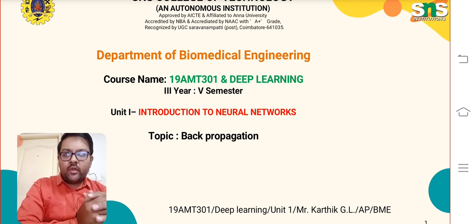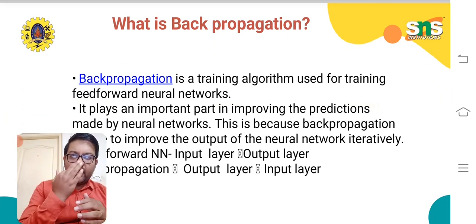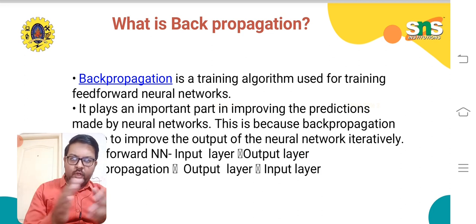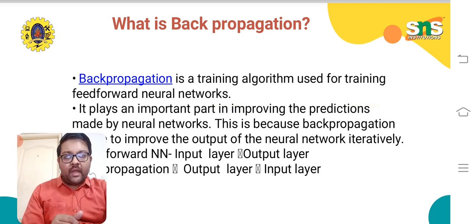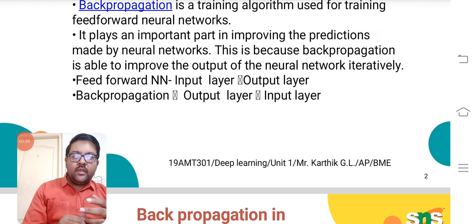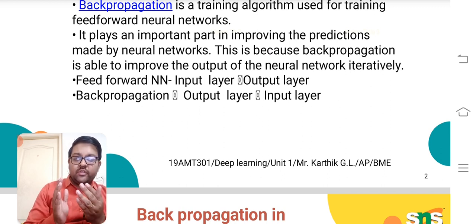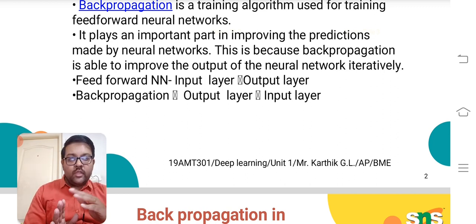In this video we are going to discuss back propagation. What is back propagation? It's a training algorithm used for training feed-forward neural networks. It plays a very vital role in improving the predictions made by the neural networks. This is because back propagation is able to improve the output of the neural network iteratively. A feed-forward neural network goes from the input layer to the output layer, whereas back propagation goes from the output layer to the input layer.